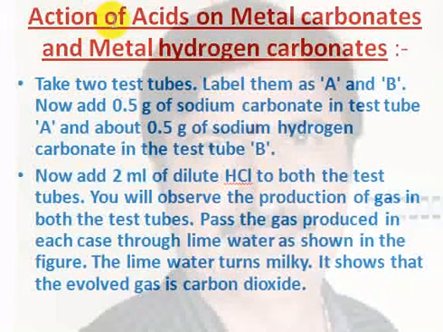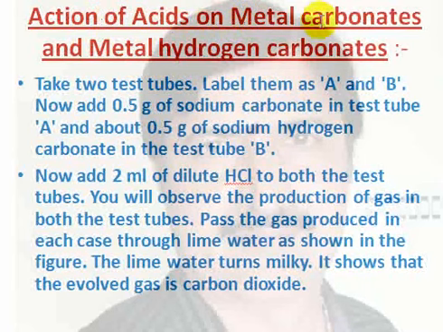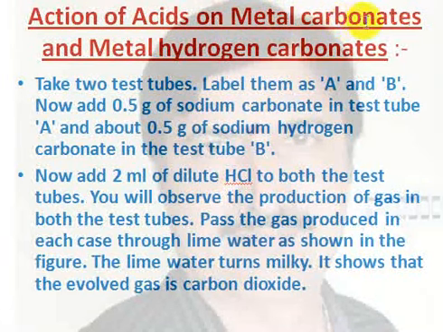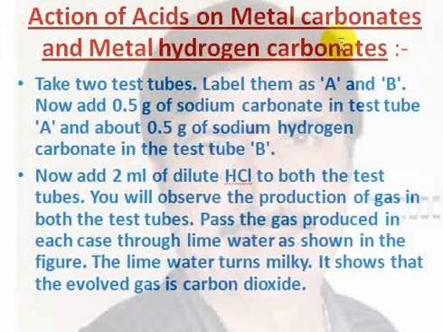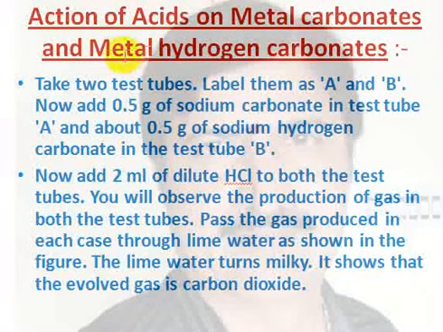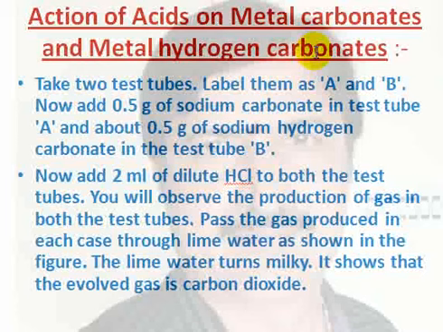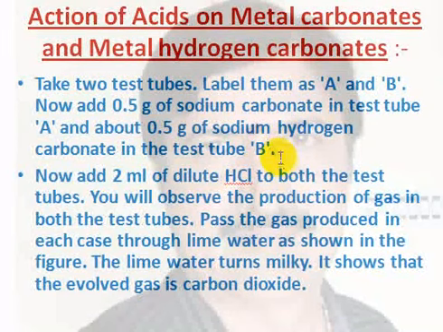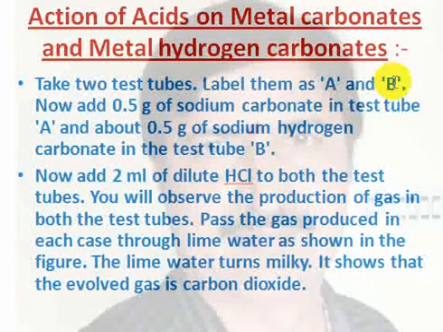Now we are going to study another chemical reaction of acid with metal carbonate, like calcium carbonate, and metal hydrogen carbonate, like sodium hydrogen carbonate, baking soda. Add acid to calcium carbonate, and add acid to sodium hydrogen carbonate. What happens? Let us study now. We have to take two test tubes for this experiment. Label one test tube as A and another one as B.